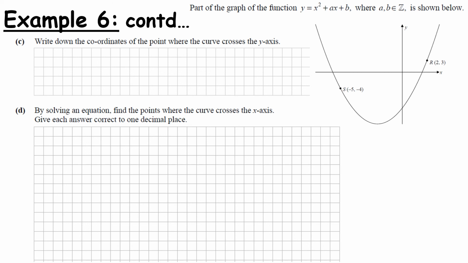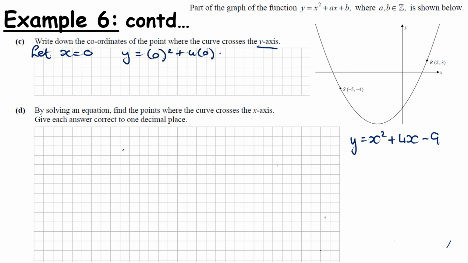So now we extend this, and it asks us to write down the coordinates of the point where the curve crosses the y-axis. We've just talked about this. Just to remind you, y is equal to x squared plus 4x minus 9. If I want to find where it crosses the y-axis, or the y-intercept, our rule is we let x equal 0, the same rule we have when dealing with coordinate geometry of the line. So y is equal to 0 squared plus 4 times 0 minus 9. So y is equal to minus 9.